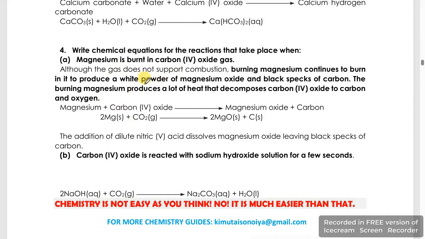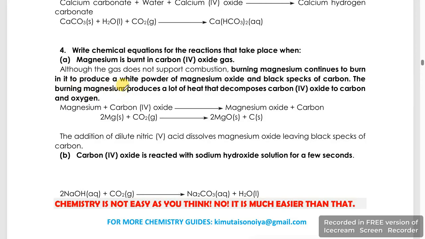Chemical properties of carbon dioxide. Magnesium burns in carbon dioxide. Despite the fact we said that carbon dioxide does not support combustion, when burning magnesium is introduced into a gas containing carbon dioxide, it will continue to burn. Do you know why? It is because magnesium produces a lot of heat, which decomposes carbon dioxide into oxygen and carbon. Therefore, the oxygen produced makes the magnesium continue burning.